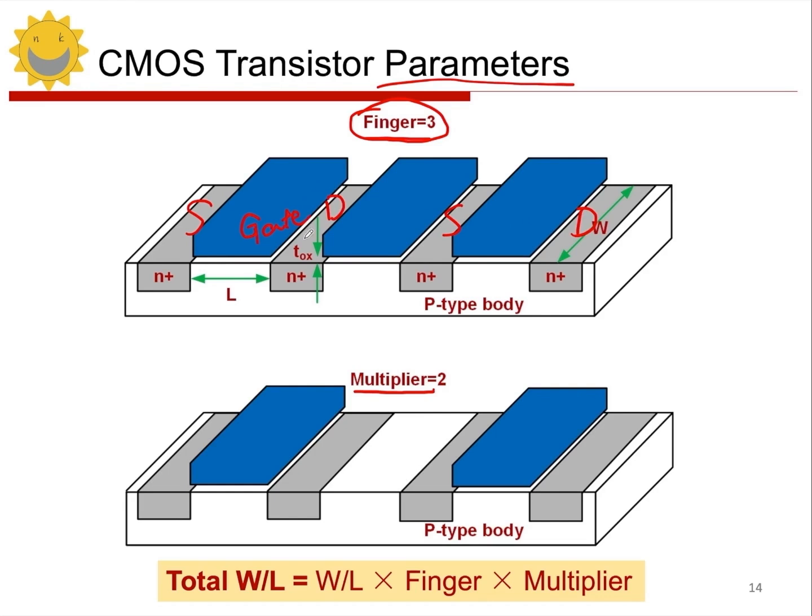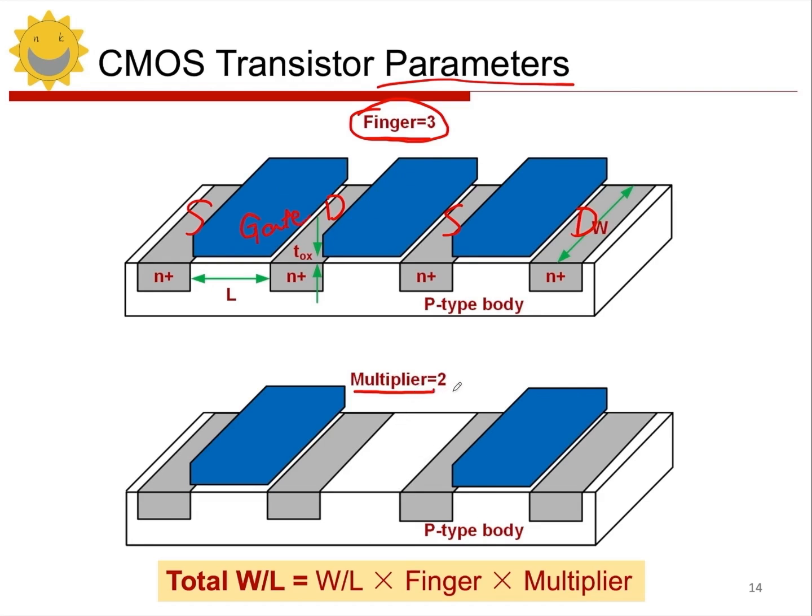The next one is called multiplier, which means multiplying or duplicating. It refers to directly copying the same transistor. For example, if multiplier equals 2, that means we have 2 copies of the same transistor. So you see this transistor has its source, drain, and gate, and this one also has its source, drain, and gate. These 2 transistors are identical copies.